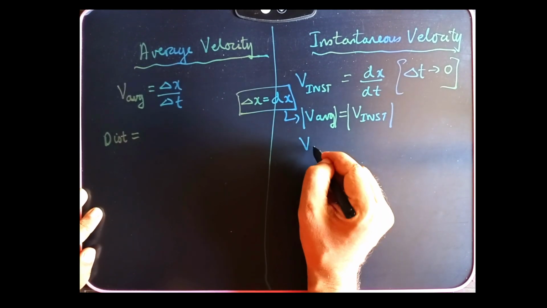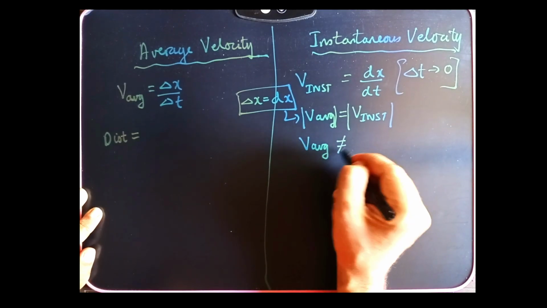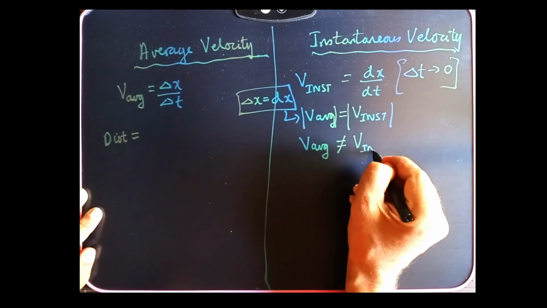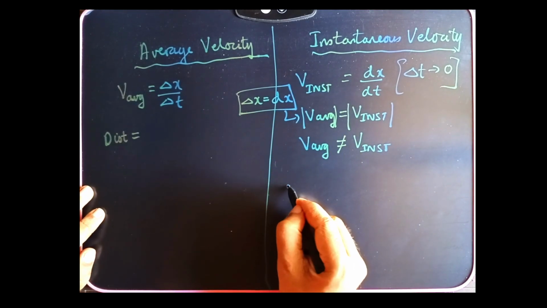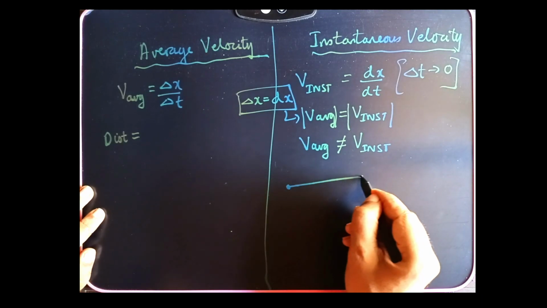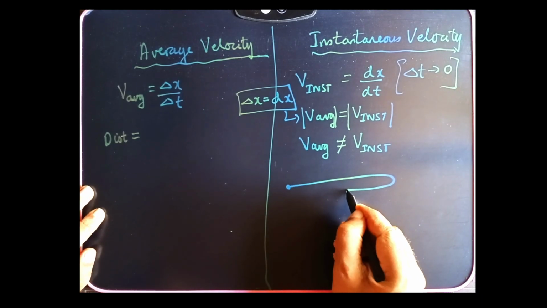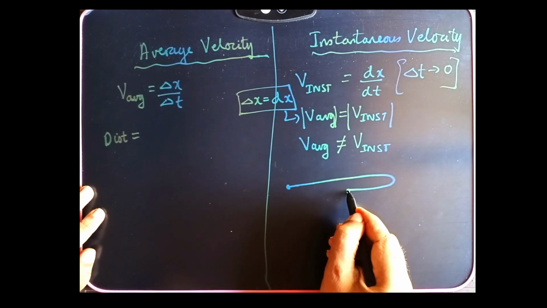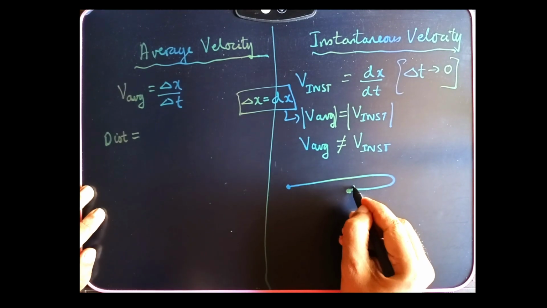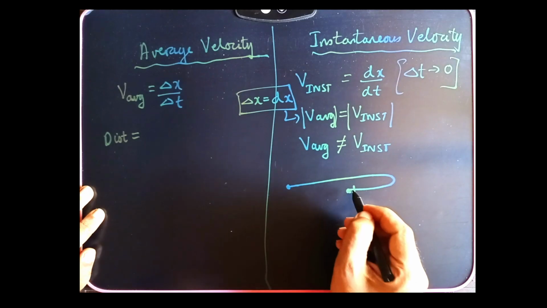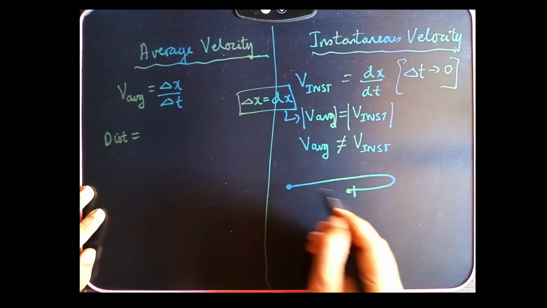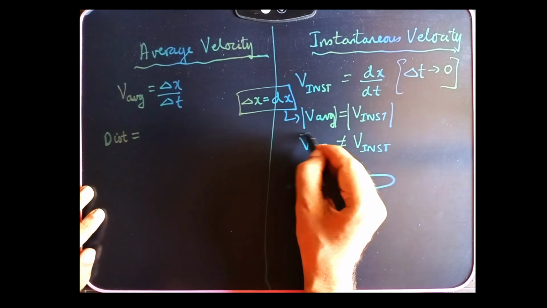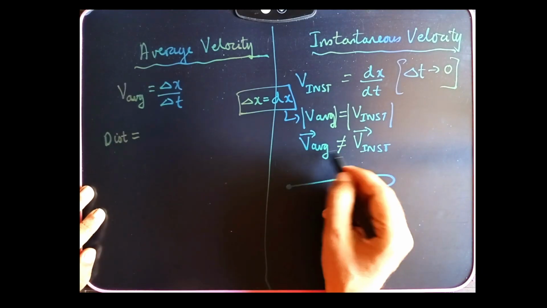But in terms of direction, they may not be the same, because when I'm measuring average velocity, I might consider this as a change in displacement. But when I'm measuring instantaneous velocity, I might consider only this point. So when I consider only this point, my direction will be different as compared to when I'm moving from here to here. That is why, with respect to direction, it may not be the same.